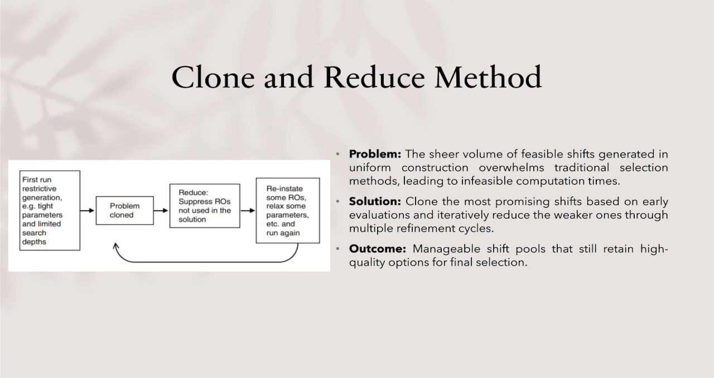Promising shifts are cloned, that is, copied and varied slightly, while weaker shifts are systematically removed. Over successive iterations, the pool remains manageable but still covers a broad enough set of possibilities. The given figure visually depicts this funnel-like narrowing of shift options through cloning and filtering.